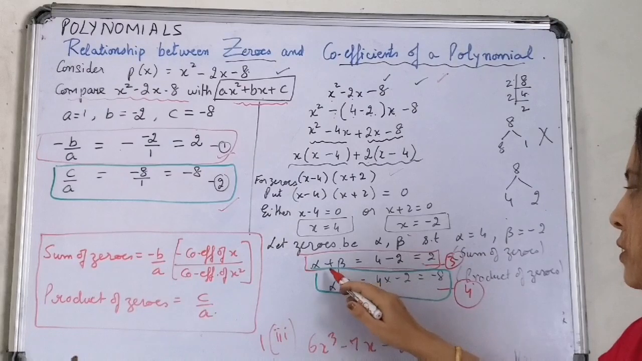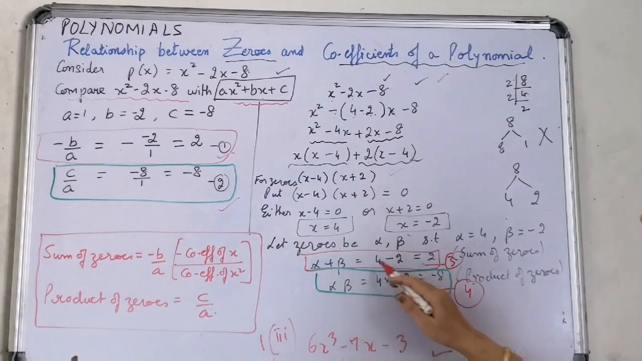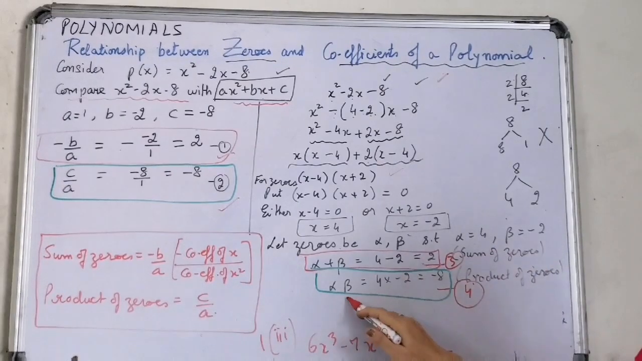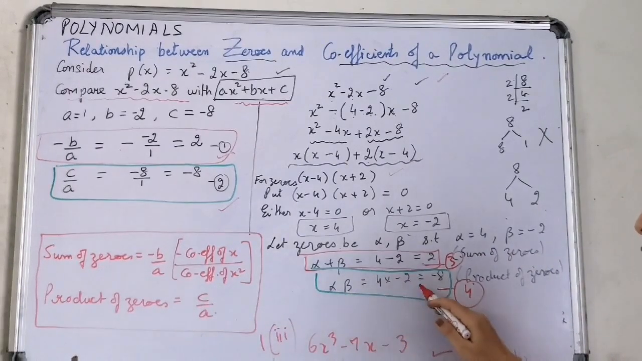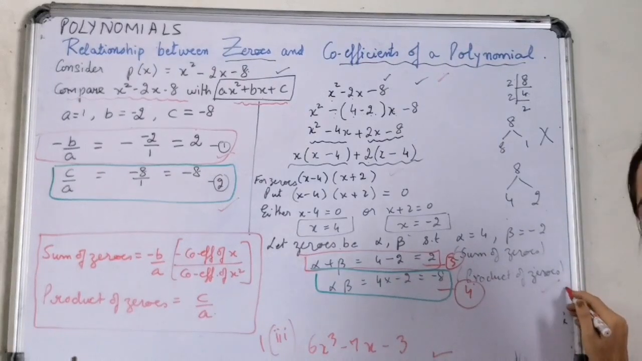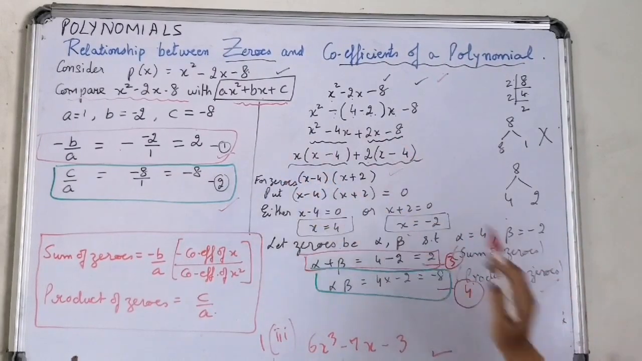Now what do we get? Alpha plus beta is 4 minus 2, which is 2. That was the sum of the zeros. The product, alpha into beta, is 4 into minus 2, that is minus 8. Again, that is the product of zeros. Now compare these four results with one another.